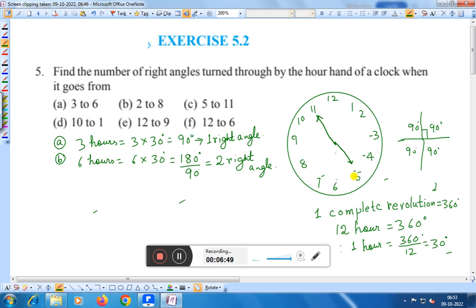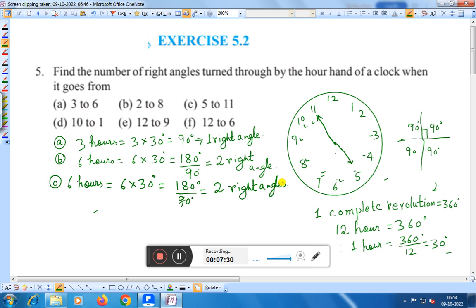You have to count how many hours. 5 to 6, 1, 2, 3, 4, 5, 6 hours. It goes 6 hours. 6 hours means how much degree? That is 6 into 30 degree, that is 180 degree. And if we divide by 90 degree, we are getting 2 right angles. Right? This is question number C.